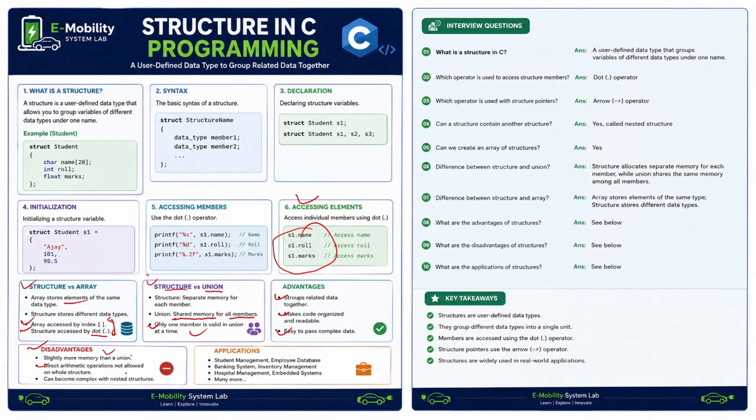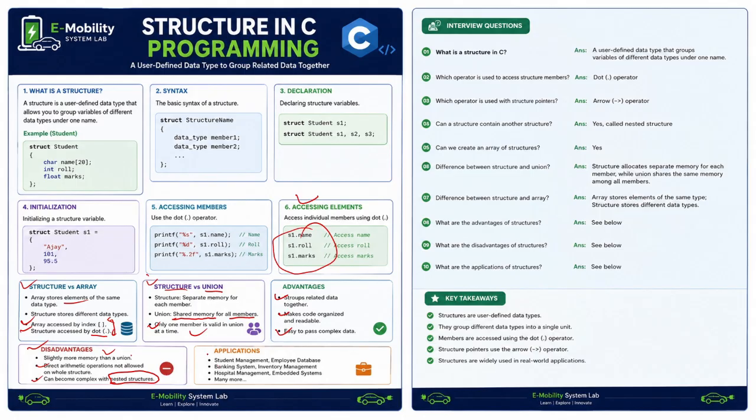When we talk about the nested structure, we will also see what it is. Nested structure means a structure inside a structure, and on the basis of it we will do some programming also. But it can become more complex with a nested structure. So these are the disadvantages: taking more memory, direct arithmetic operations cannot be applied on the complete structure, and the structure can become more complex with nesting.